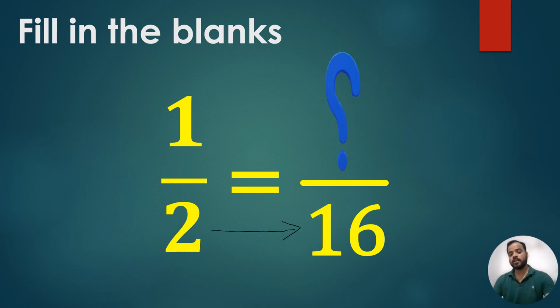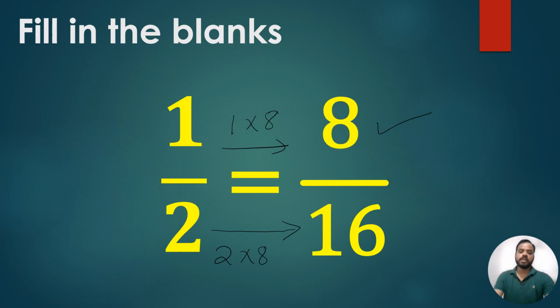What is multiplied by 2 to get 16? We multiply 2 by 8 to get 16. So to get the numerator, I multiply 1 by 8. I multiplied 1 with 8. So what do we get as the answer? 8 by 16. So the answer is 8 by 16.